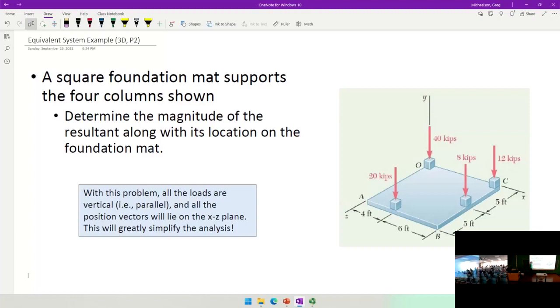Now, in order to do this problem, we're going to have to pick a point of reference, a point about which we can begin to sum moments. For the sake of discussion, I'm going to pick point O. So we're going to reference all of our position vectors from point O. We'll say this is our point of interest.